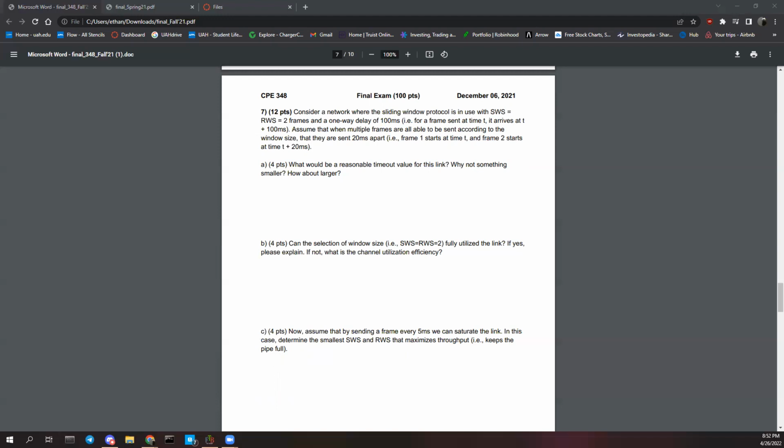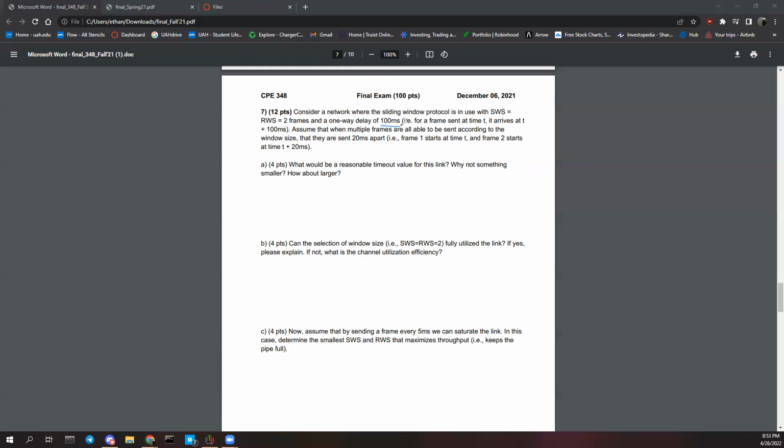Assume that when multiple frames are all able to be sent according to the window size, that they are sent 20 milliseconds apart. One frame starts at time t and frame 2 starts at t plus 20 milliseconds. What will be a reasonable timeout value for this link? And then he asks you to qualify some more questions here.